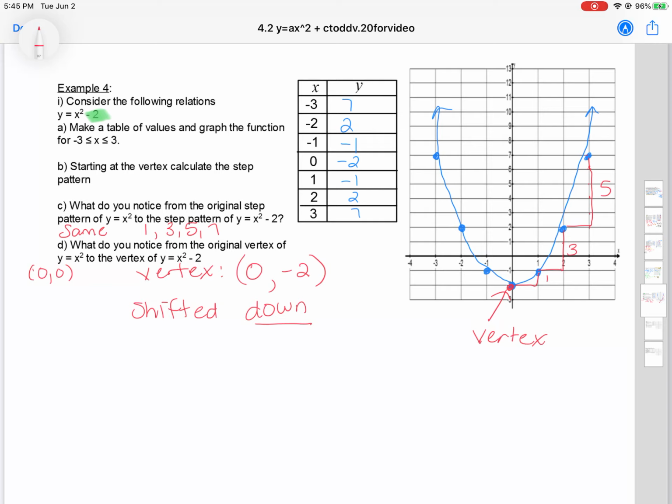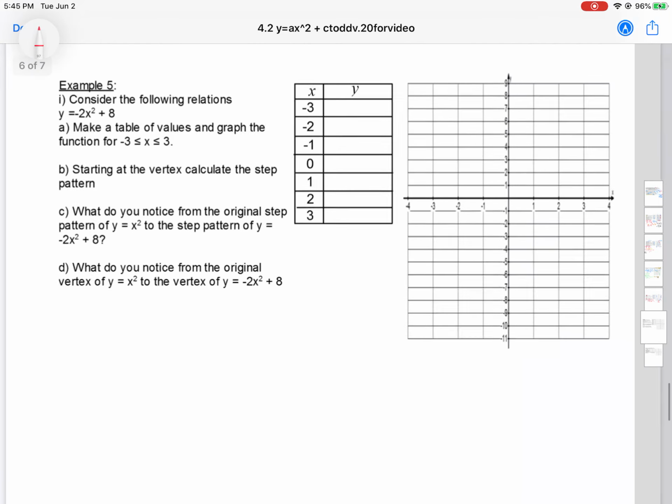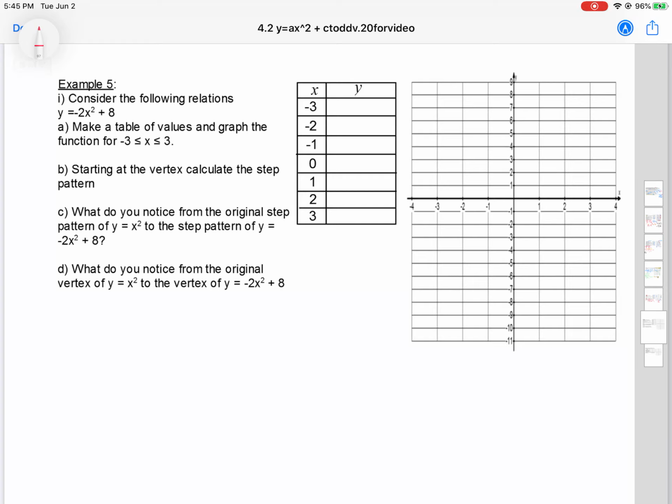Okay, so it has been shifted down 2. Okay, and notice the c value at the end here was negative 2, and negative in a graph is down. Okay, so let's look at what happens when it's positive. So this is a little bit tricky because it's a combo. We have a negative sign, so it opens down. We have a 2 here, which affects the step pattern.